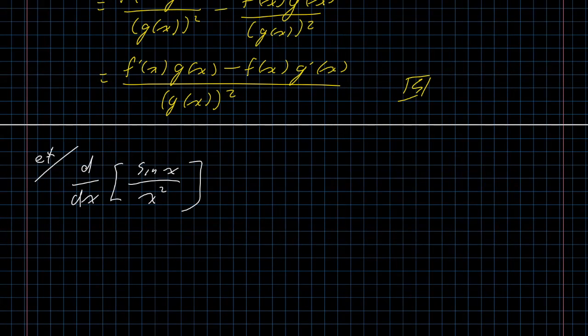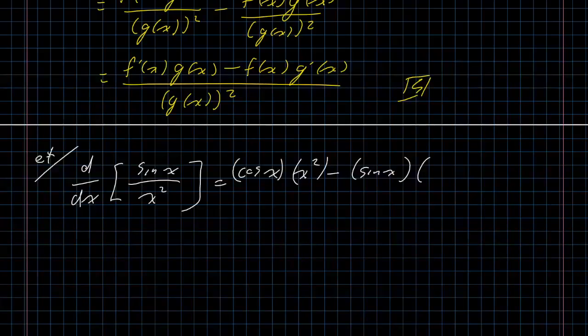So for example, if I want to take the derivative of sine of x over x squared, following the quotient rule, I need the derivative of the numerator. Derivative of sine is cosine. I need the denominator left alone, minus the numerator left alone times the derivative of the denominator. The derivative of x squared is 2x, all over the denominator squared.